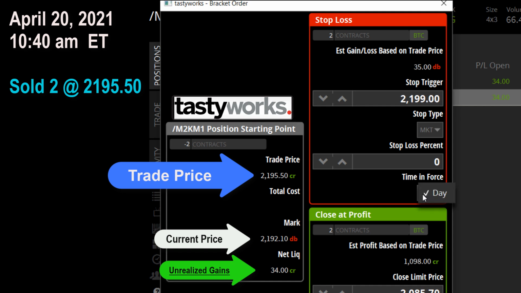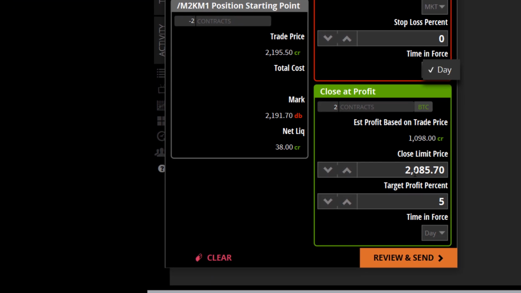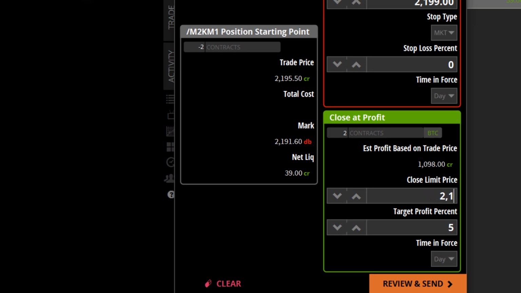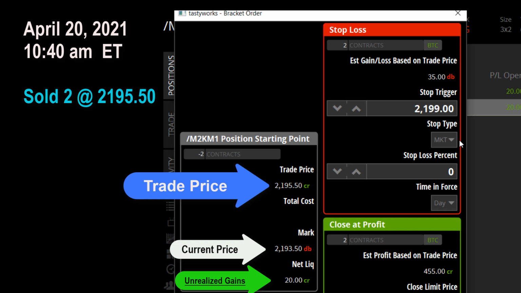And I'm trying to decide where I want to put the first stop on this trade. The trade price you see here was 21.95.5. Right now, I'm already $32 up after just a couple of minutes, and it's trading down at 21.93.60. And so I've got to figure out where I want to place that stop loss order.